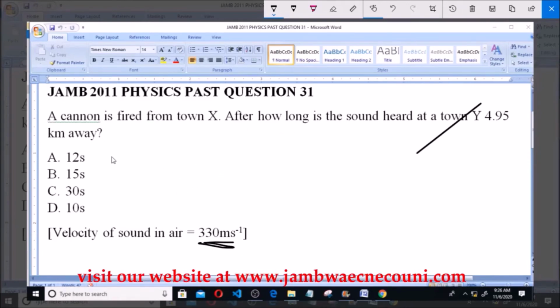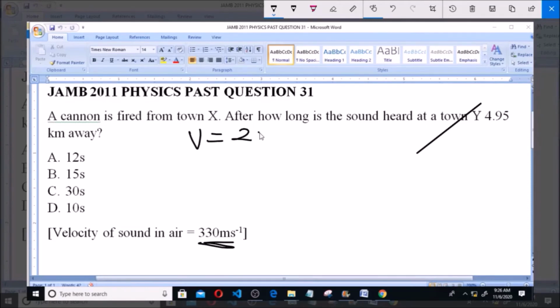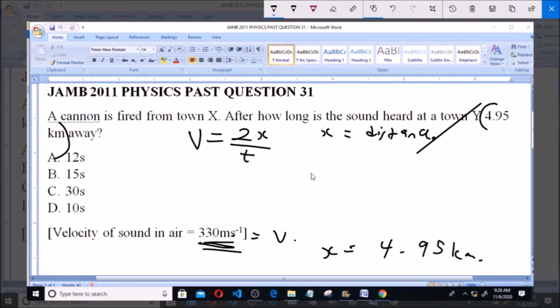Now, the formula for velocity when you have the velocity of sound in air is given as 2x over t, where x is the distance. In this case, we are given the velocity of sound in air, that is our v. We are given our x, which is the distance of town Y from town X, that is 4.95 kilometers. Now we're asked to calculate the time. So in order to do that, we substitute the values.